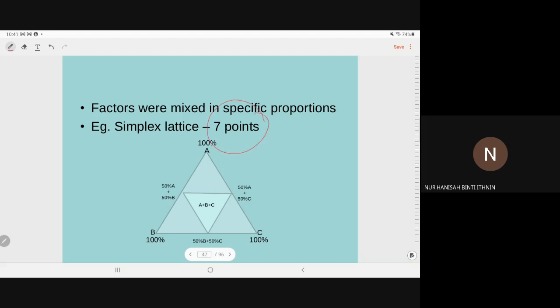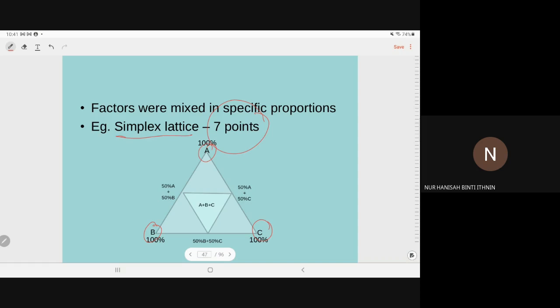So let's take an example of a 3-component mixture design. You have A, B, and also C. You want to mix them such that A plus B plus C has to equal 1 if using fractions, or if you want to use percentages, A plus B plus C equals 100%. So it has to fulfill that condition. In that case, one design of experiment that you can consider is what we call a simplex lattice.